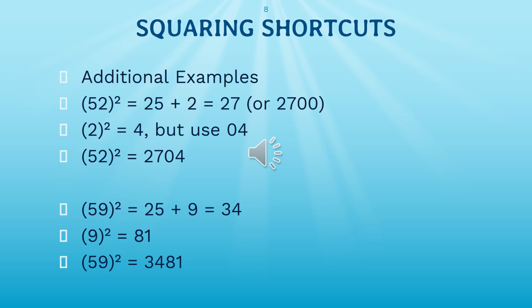Next here, we need to find the square of 59. The ones digit of 59 is 9. Adding 25 and 9 will give us 34. Next is to square 9. 9 squared is 81. And simply attach these two, 34 and 81, to give us the square of 59, which is 3481. So this is how easy this trick is.